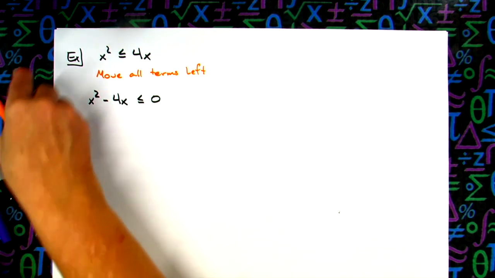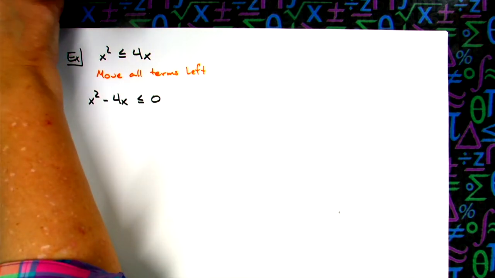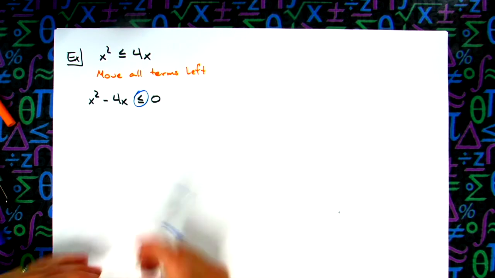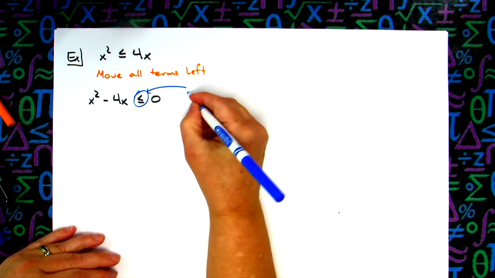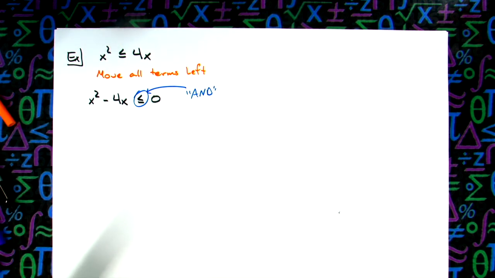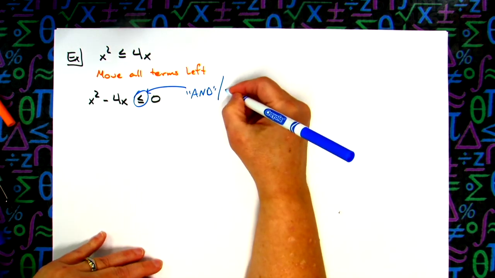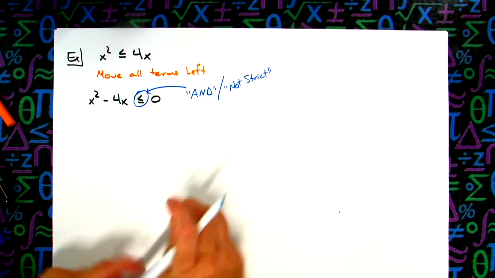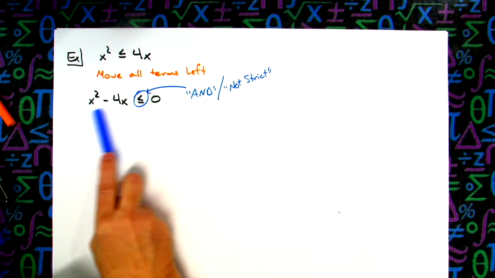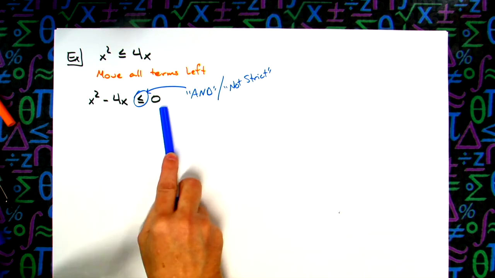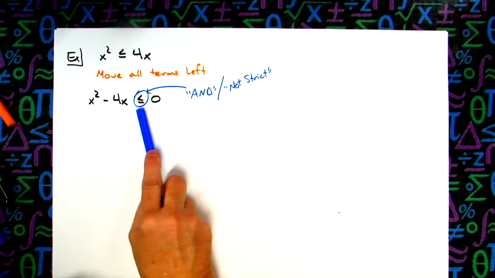I just moved everything over to one side so that I could start to work with this and solve it. All right, now if we're going to identify some things, this is a less than. That means it's going to be an and graph, which means everything's going to be in the center, not on the outside, on the inside. And with the new terminology, it's not strict. This time, where is this parabola below the x-axis? That's what the question is asking for.